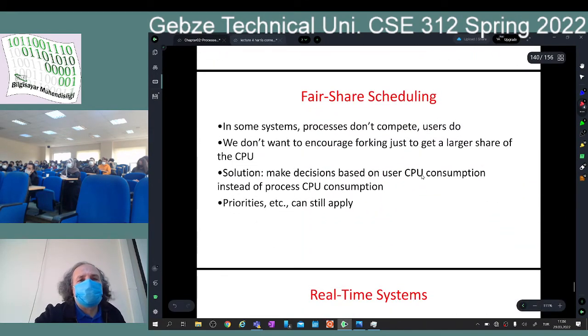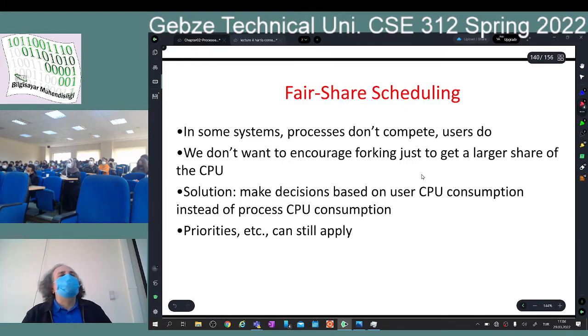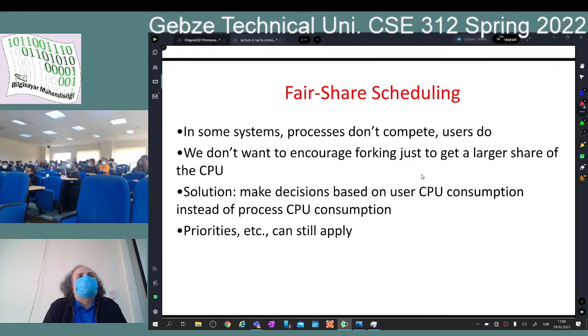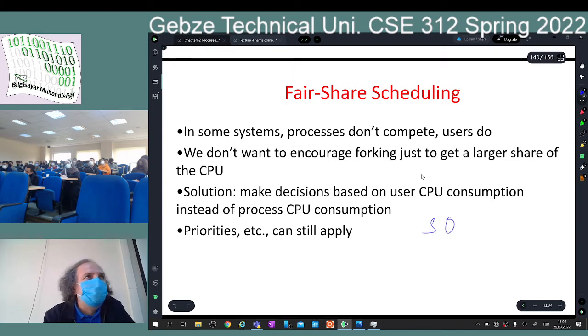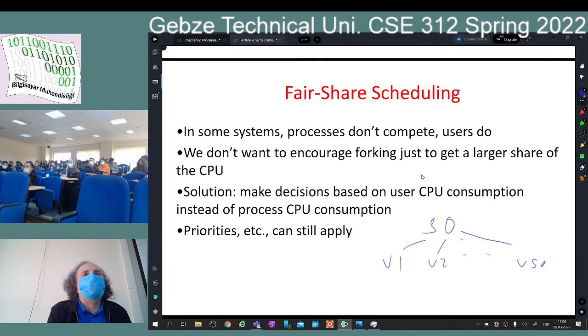Another scheduling approach is fair share scheduling. Okay, you say that I don't care about the process, I care about the users. I have a mainframe computer, 50 users are using the mainframe, and if I try to be fair between the processes, okay, I have 50 people using the computer. Each one has some processes, user 1, and user 2 up to user 50. Okay, so they are using it. If I try to be fair between the processes, that might give me some trouble.